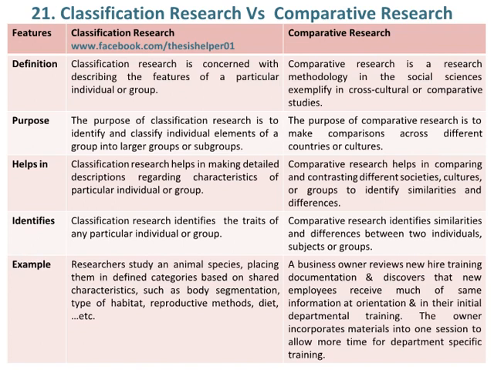An example of classification research is one in which researchers study an animal species, placing them in defined categories based on shared characteristics, such as body segmentation, type of habitat, reproductive methods, diet, etc. Whereas, an example of comparative research is one in which a business owner reviews new hire training documentation and discovers that new employees receive much of the same information at orientation and in their initial departmental training. The owner incorporates materials into one session to allow more time for department-specific training.